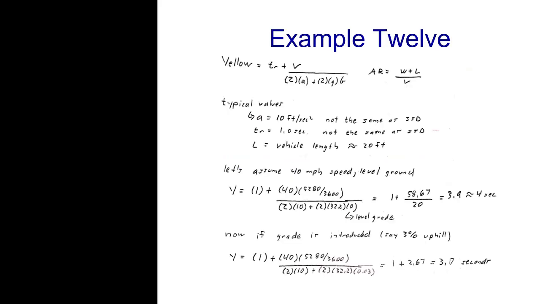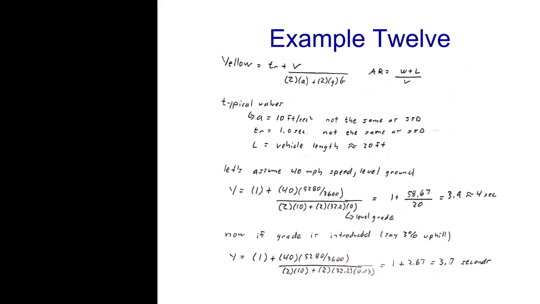Yellow equals the equation above. As you can see there, we put in our values and we get approximately 4 seconds for our yellow time. Now, if you add grade, you can see the uphill, the 0.03 in the denominator shown at the bottom, and you can see how that changes to 3.7 seconds. So obviously, trying to slow down going uphill is your friend.